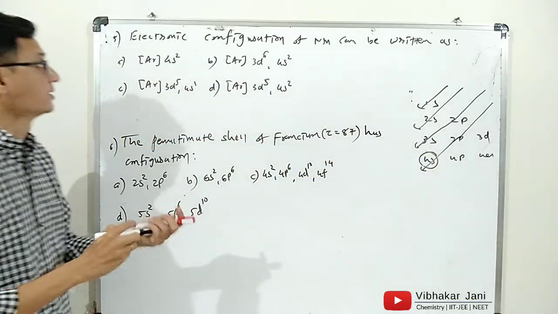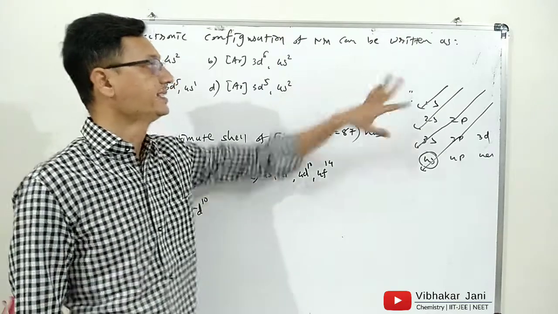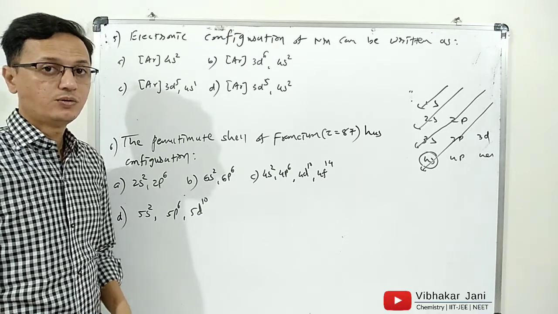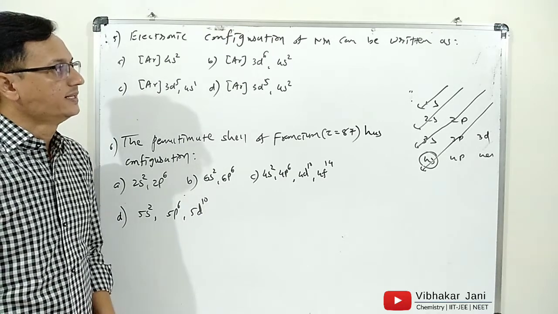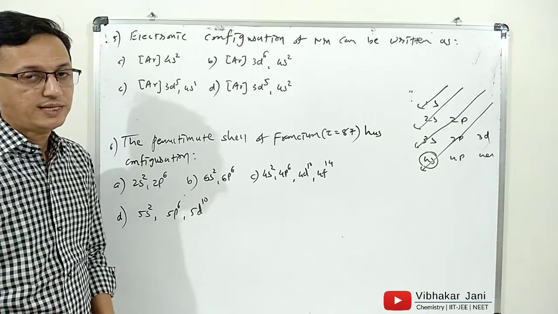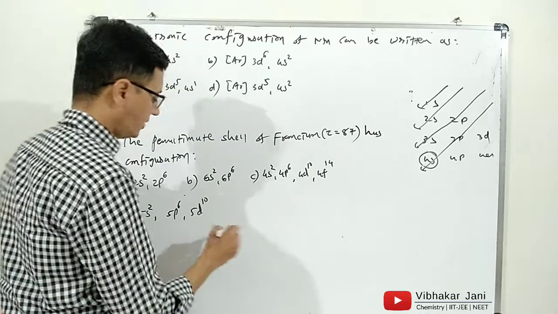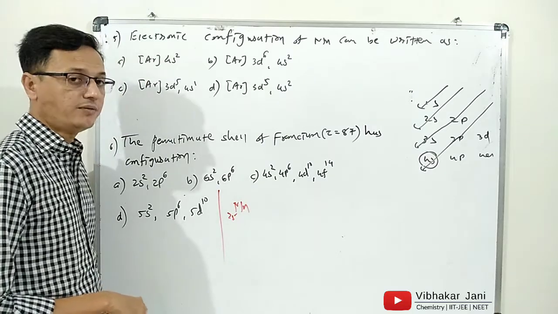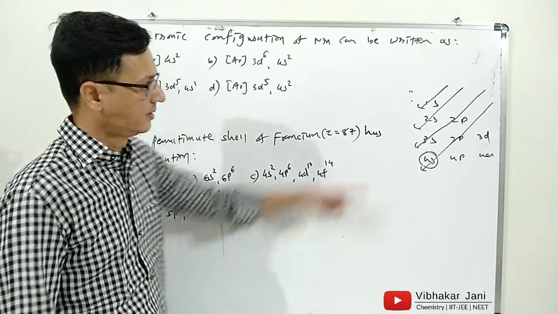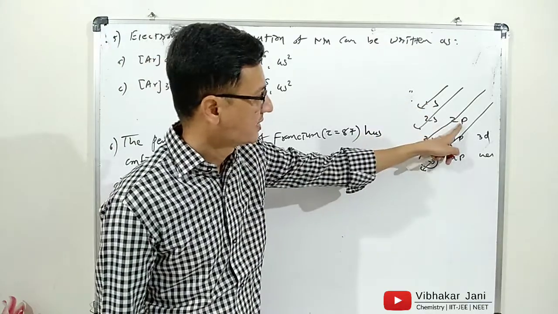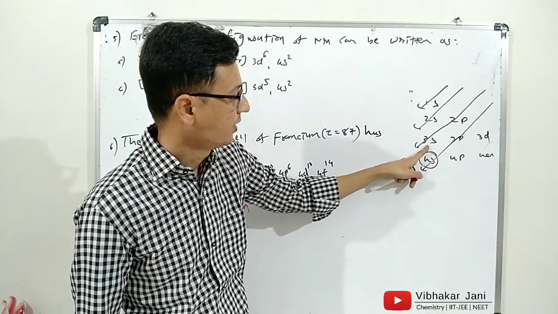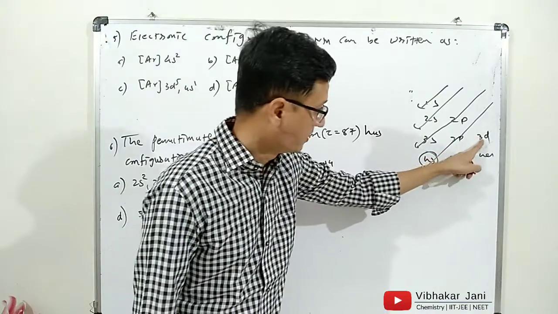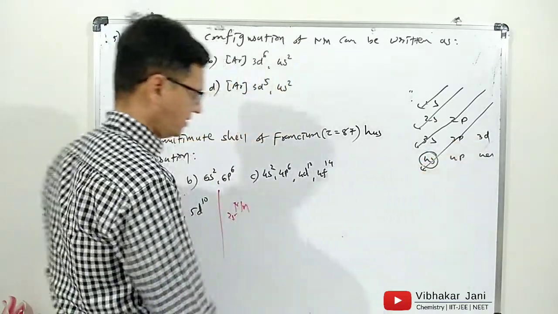So let us solve the first question. The electronic configuration of manganese can be written as, so for that we need the atomic number of manganese. The atomic number of manganese is 25. So if I write the electronic configuration of manganese, I have to accommodate 25 electrons. So it can be like this: 2 plus 2, 4 plus 6, 10 plus 2, 12 plus 6, 18 plus 2, 20 plus 5, that is 25. So it will go like this. 1s2.